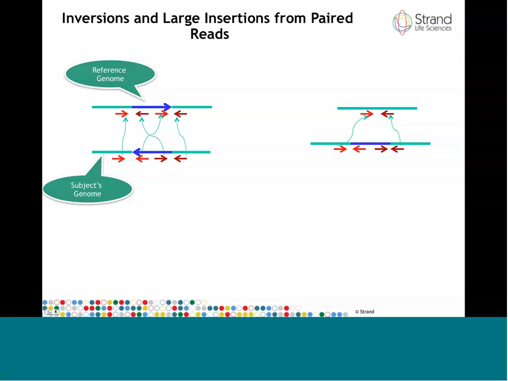So for the red pair, two things have happened. One is that the reads are now further apart than they were in the subject genome. But number two, the orientations of the red read pair in the subject genome were pointing towards each other. In the reference genome, they're actually pointing in the same direction. And likewise for the brown read pair. So there's a change in distance, and there's also a change in orientation. And by detecting this concomitant change in distance and orientation, we can actually identify inversions.